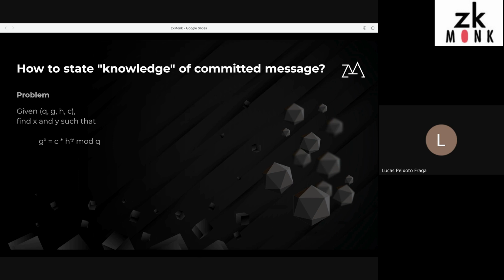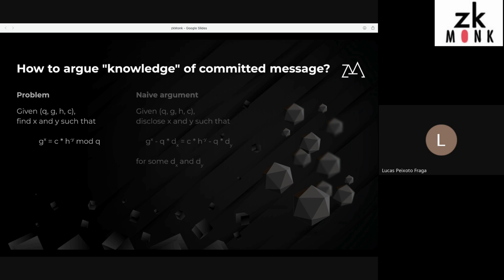And this is the base of the security of Pedersen commitments. If the logarithm is known, the entire scheme is at risk. Okay, and how do we argue about the knowledge of a message? We can just disclose x and y, and additionally sum the x and the y such that the equation in the middle holds. And this equation is very similar to the equation from the left.